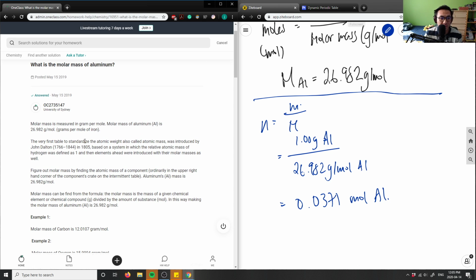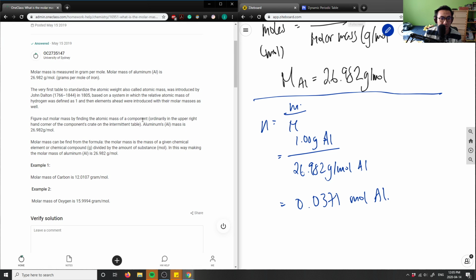So let's look at this problem. It says molar mass is measured as gram per mole. That's good. Molar mass of aluminum is 26.982 grams per mole, and this should be aluminum here. I don't know why they wrote iron here. They gave us a little history lesson here. The very first table, it's a standardized atomic weight. It's also called atomic mass. Okay, that's cool.